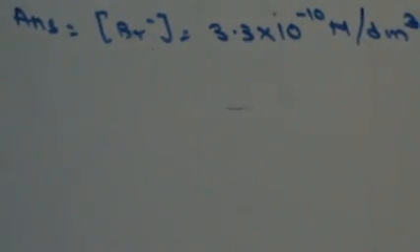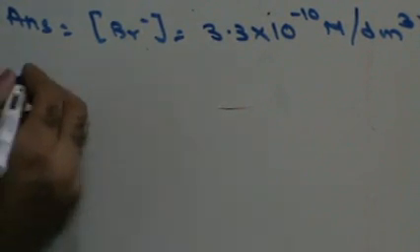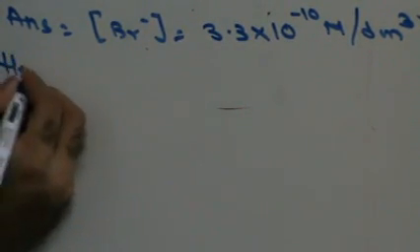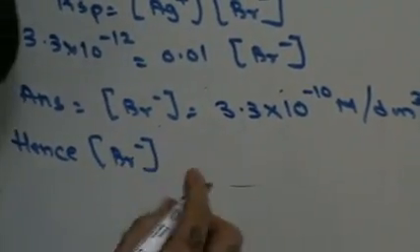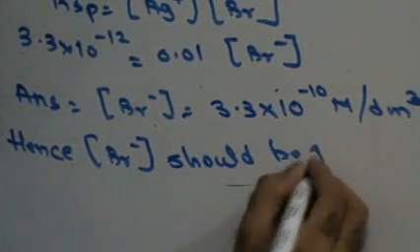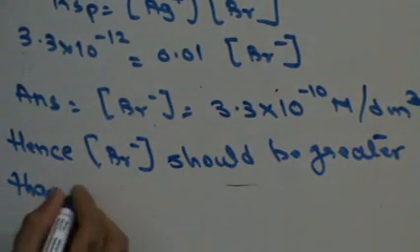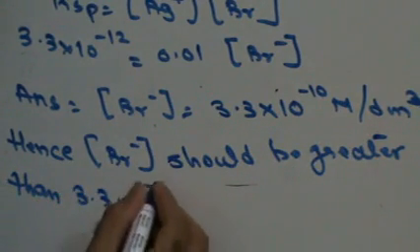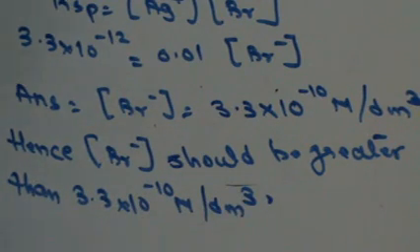Now, if you want a precipitate, that means the concentration of bromide should be more than this. So the final answer you will write is hence: bromide ion concentration should be greater than 3.3 into 10 raised to minus 10 moles per decimeter cube for precipitate to be formed. Right? Next, take on next one, please.